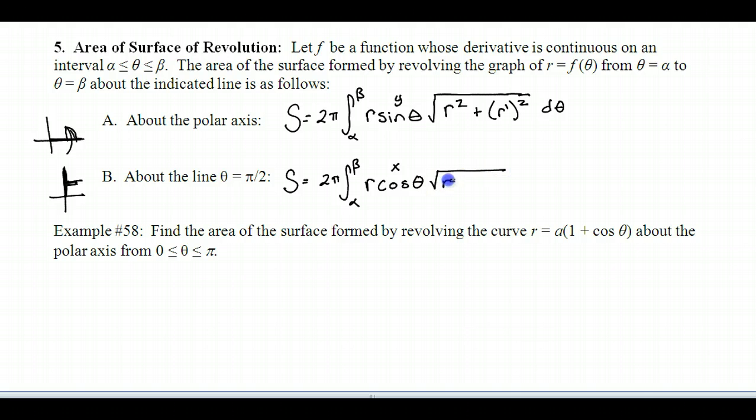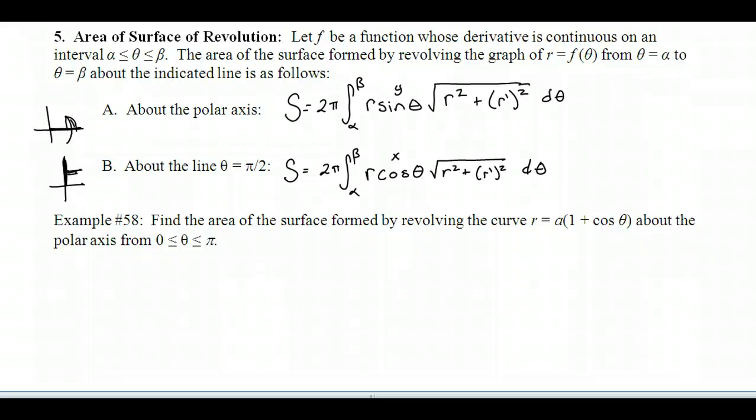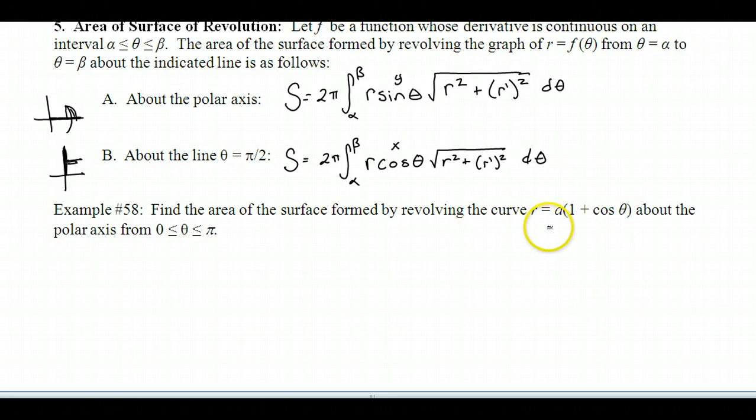Times our arc length. So our function squared plus derivative of our function squared. This will all be in terms of theta. And these you can usually, I'll probably give you one that you have to go through and solve and show your work for it. So we want to find the area of the surface formed by revolving this curve, r equals a times 1 plus cosine of theta, about our polar axis from 0 to pi. A is just a constant. So keep that in mind in here. A is a constant. It can be any number.